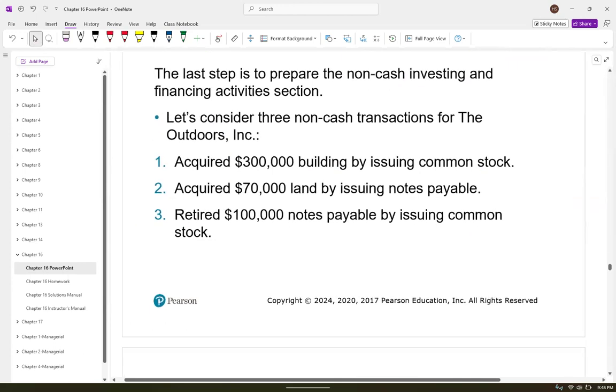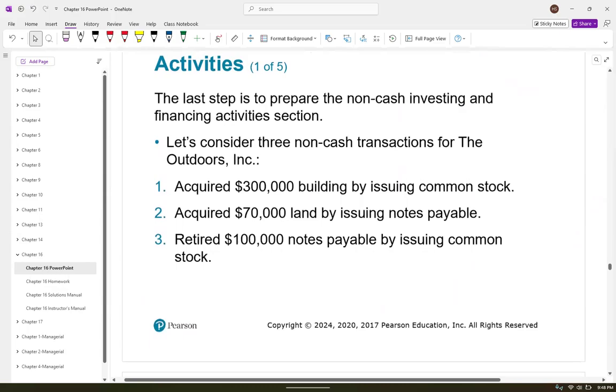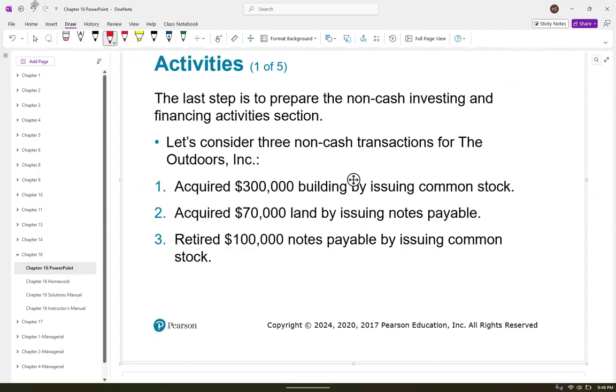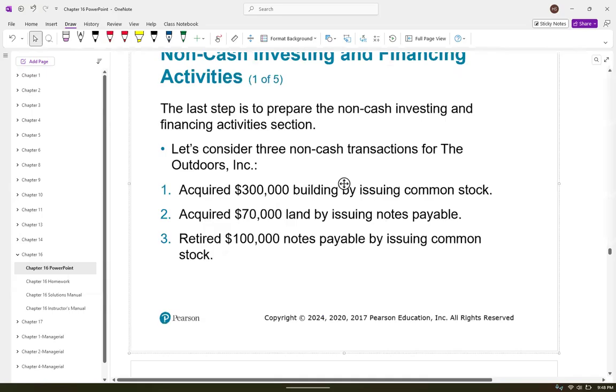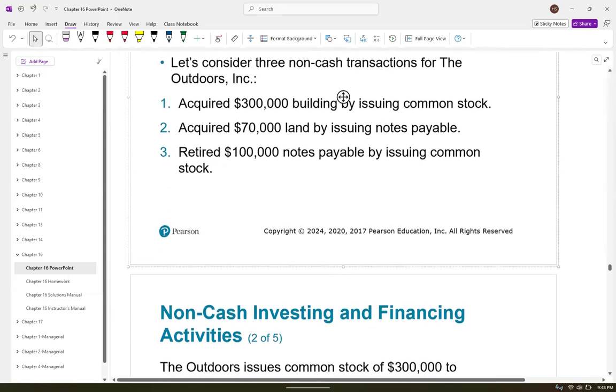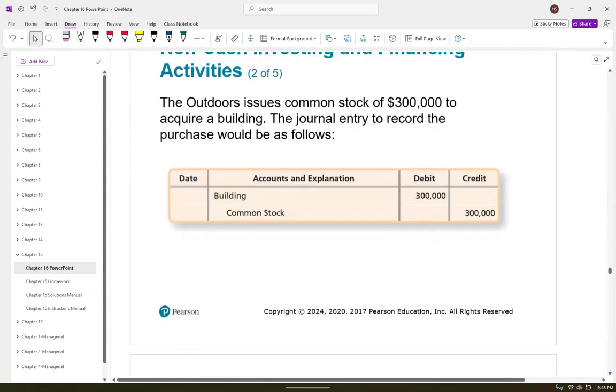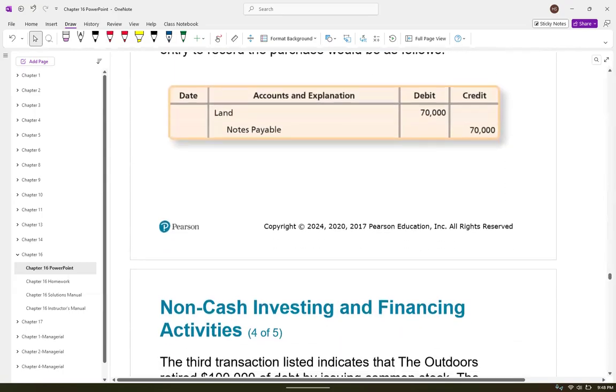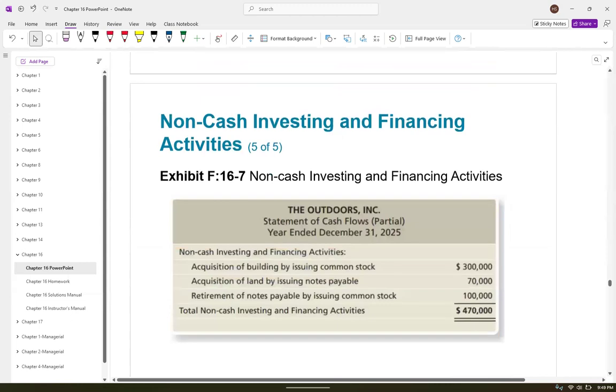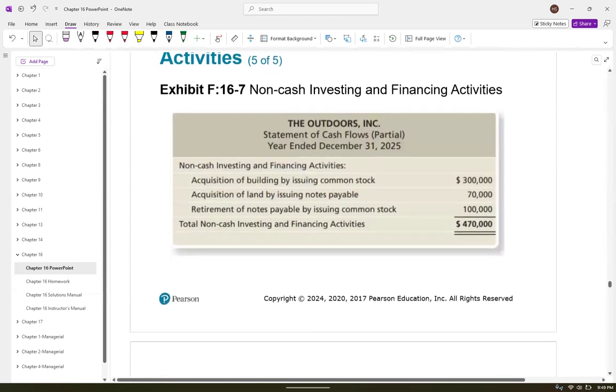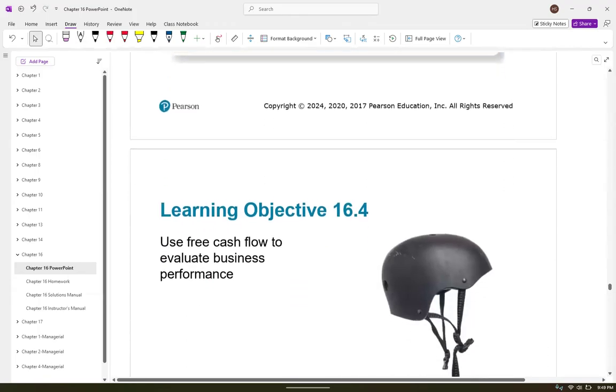So I kind of talked about non-cash investing and financing. They could have acquired a $300,000 building by issuing stock, acquired $70,000 land by issuing notes payable, or retired $100,000 notes payable by issuing common stock. Those are all non-cash investing and financing activities. They're just giving you the entries because you can see how none of those involved cash. And that would just be listed as a note in the financial statements. It's not going to go into the calculation.